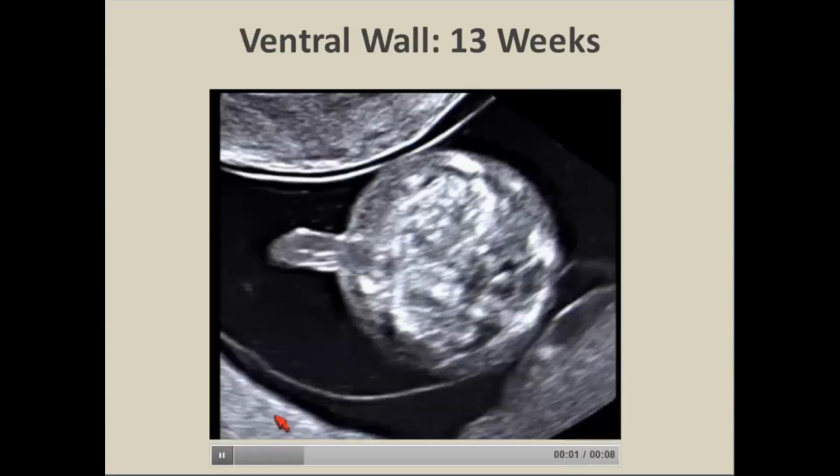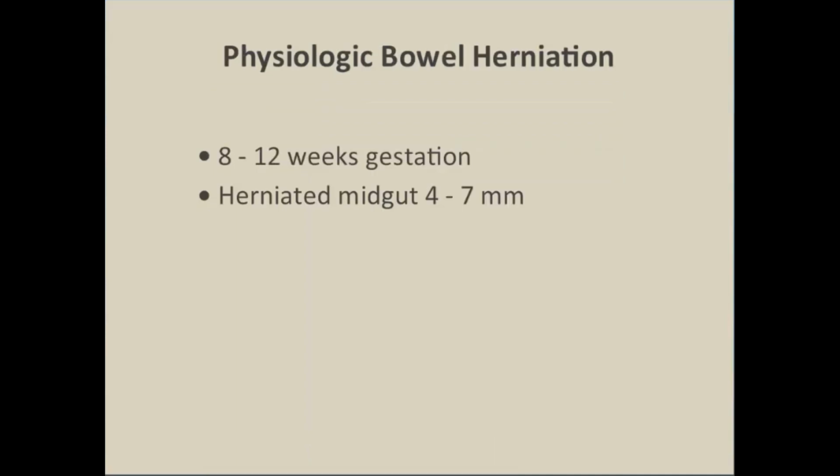And here we see the ventral wall at 13 weeks gestation, with the only thing traversing the ventral wall at this stage being the umbilical cord. Now that we're looking at the fetus so carefully at this gestational age, we have to remember some of the developmental findings in the fetus that should not be misinterpreted as abnormal.